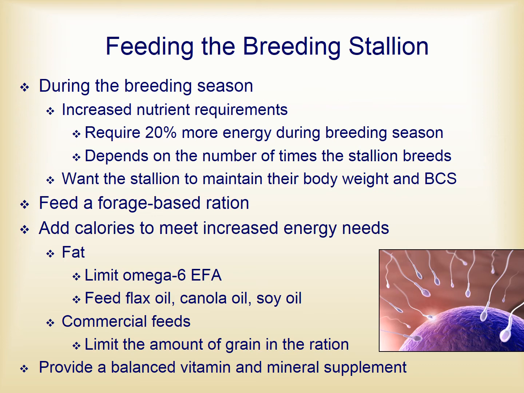Fat can be used in the ration, and if you choose fat, you'll want to limit the omega-6 essential fatty acids and instead add something to the ration like flax, canola, or soy oil, which have higher concentrations of omega-3 fatty acids than corn oil. Commercial feeds can also be added to the ration, but as always, we'll want to limit the amount of grain, which would include feed ingredients that contain high concentrations of sugar and starch. Providing a balanced vitamin and mineral supplement is important to ensure that all nutrient requirements are being met.